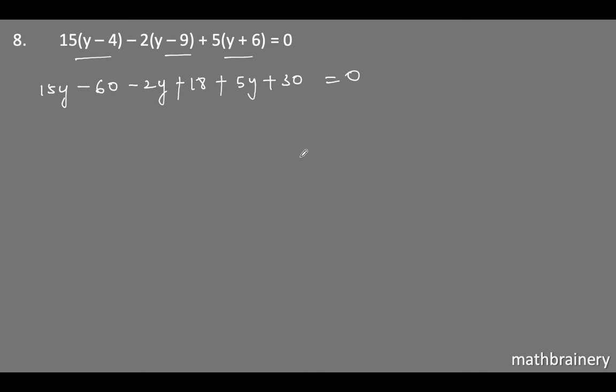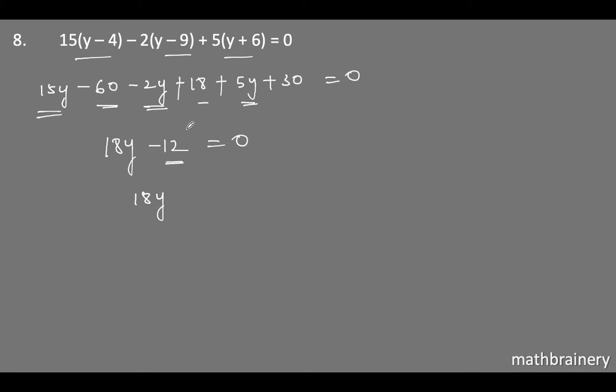This is equal to 0. So now what are the variable terms? 15y, minus 2y and 5y. 15y minus 2y is 13y, 13y plus 5y is 18y. So you have 18y. Minus 60 plus 18 is minus 42, minus 42 plus 30 is minus 12. This is equal to 0. So what you have, 18y minus 12 is equal to 0.